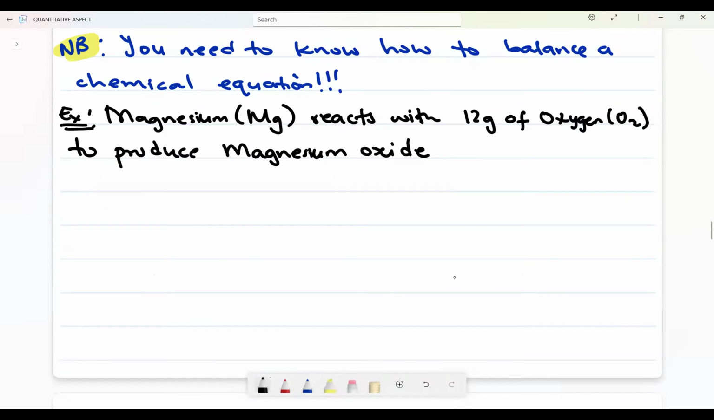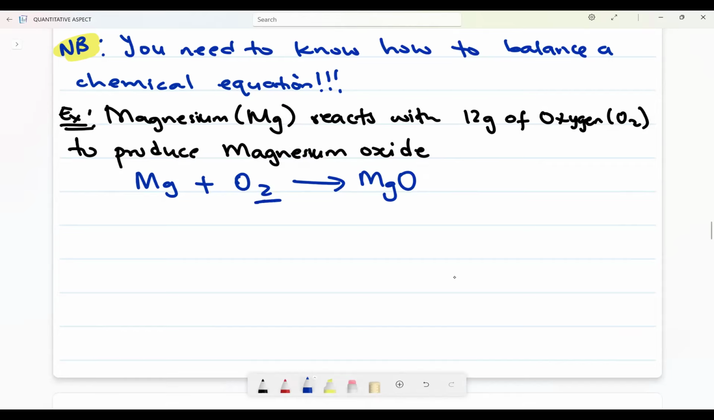So now, what I need you to do first is to write the balanced chemical reaction. Which one reacts with what? So magnesium reacts with what? With oxygen to produce what? Magnesium oxide, not dioxide.